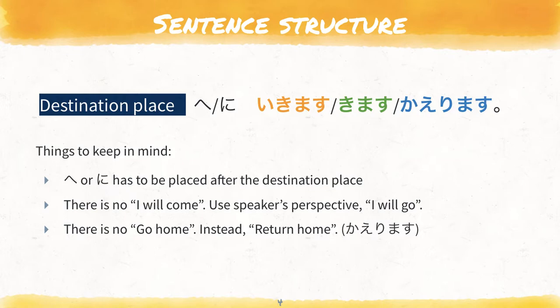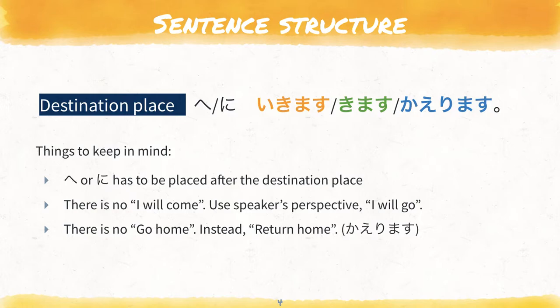So let's look into the sentence structures of this one. This sentence right here is the basic formula. First you would state the destination place. Following it will be へ or に, and at the end you would add 行きます or 来ます or 帰ります.